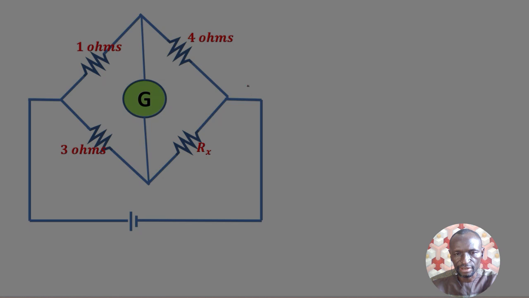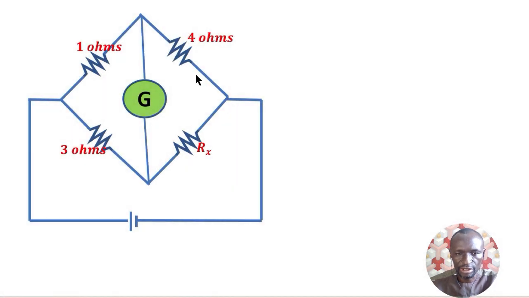Here is a typical example of a Wheatstone bridge. Basically, it contains a power source, which we have here. It contains resistors and also the galvanometer. Now, like I said in the intro, you can use the Wheatstone bridge to measure resistance, like Rx. Now, the principle here is this.